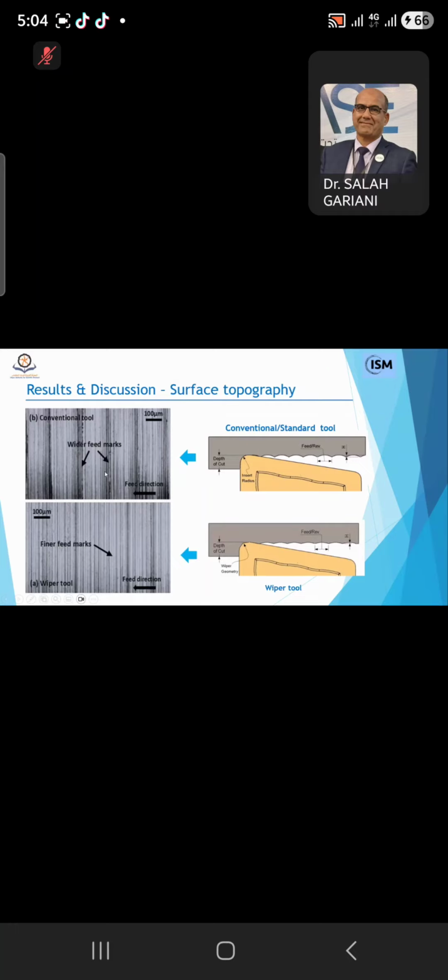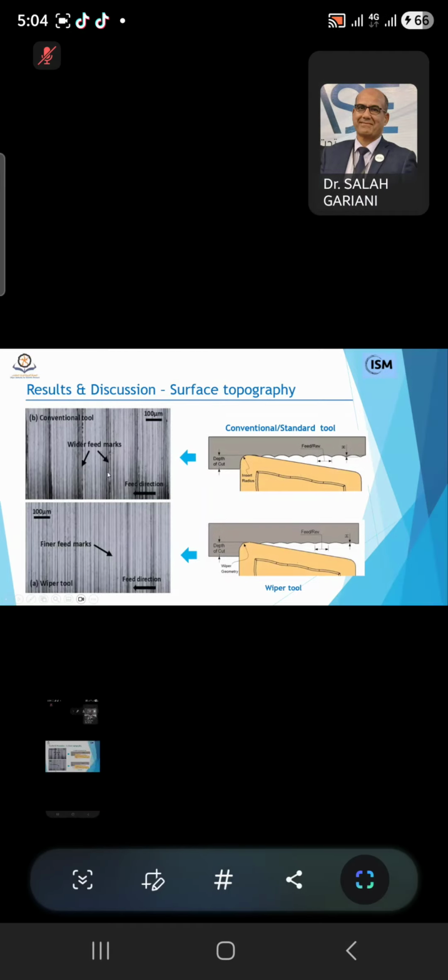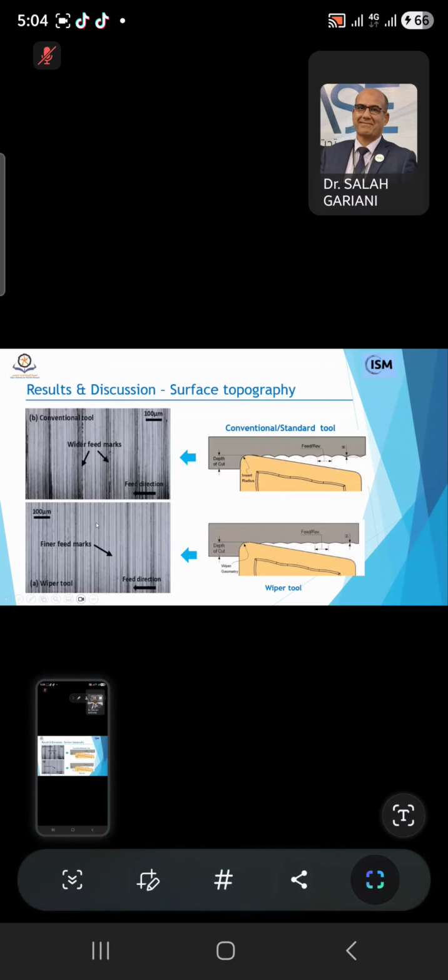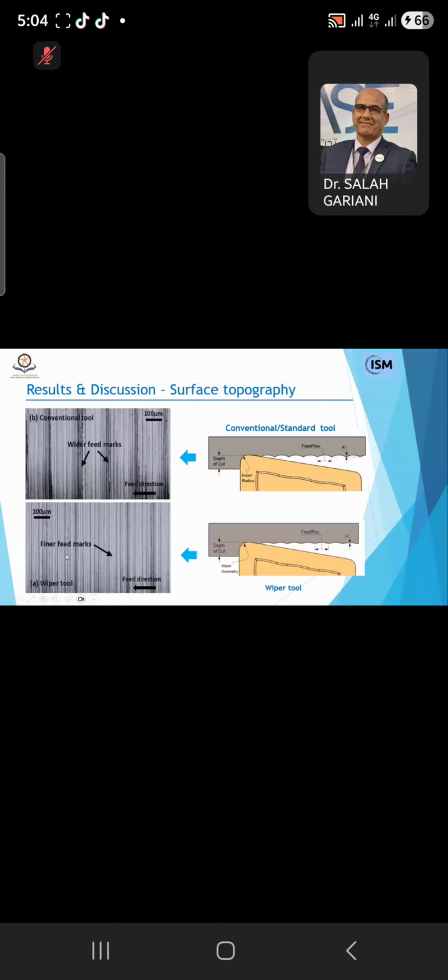As we see here, there are wider feed marks, which is not preferable in machining. Compared with the wiper tool, we see here finer feed marks, which is good and better compared with the conventional one.